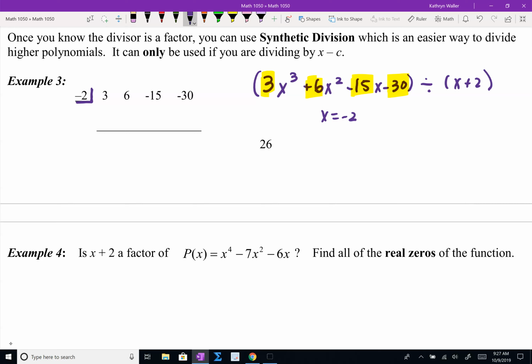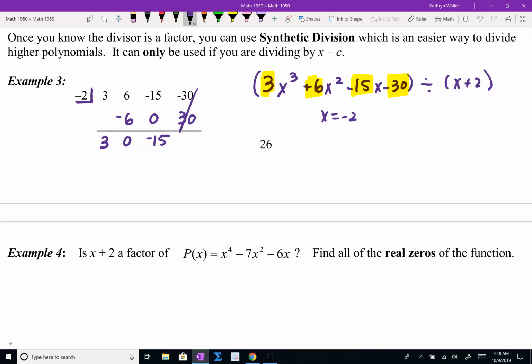Now watch what you do. See this first number 3? It always just comes straight down. Then you take the 3 and multiply it by that negative 2. That gives you a negative 6. Then you combine 6 and negative 6. I don't say add and I don't say subtract because sometimes it's add and sometimes it's subtract. So you just combine those. 6 minus 6 is 0. 0 times negative 2 is 0. A 0 and a negative 15 is a negative 15. A negative 15 times a negative 2 is a positive 30, and I have no remainder.